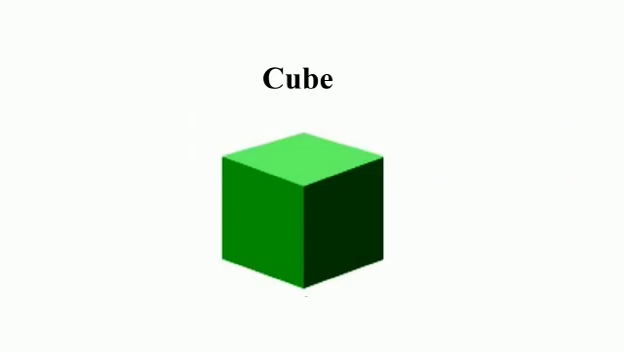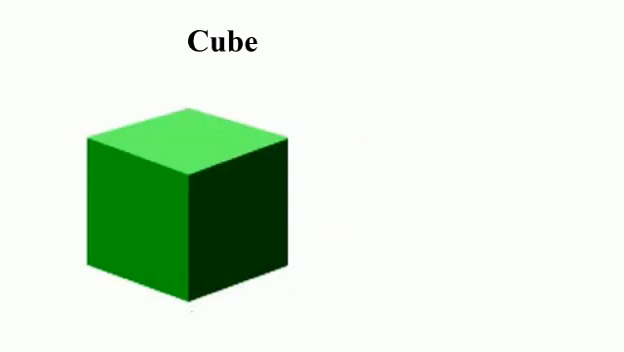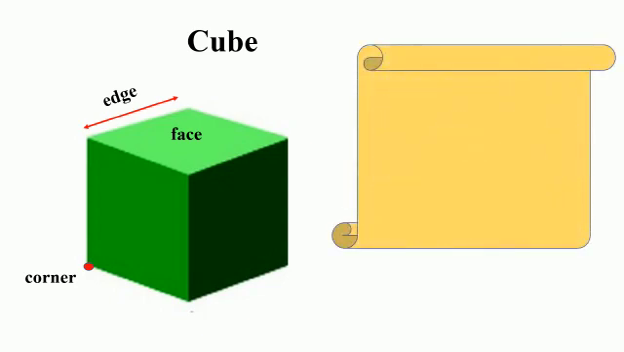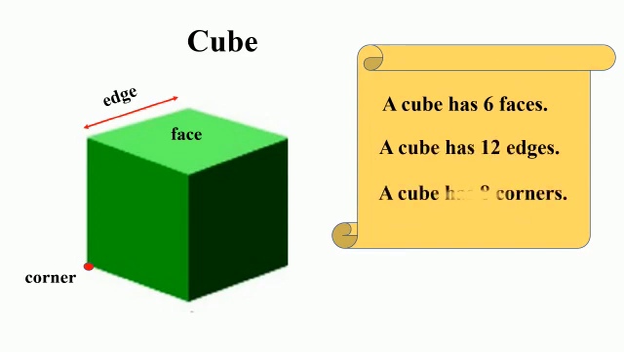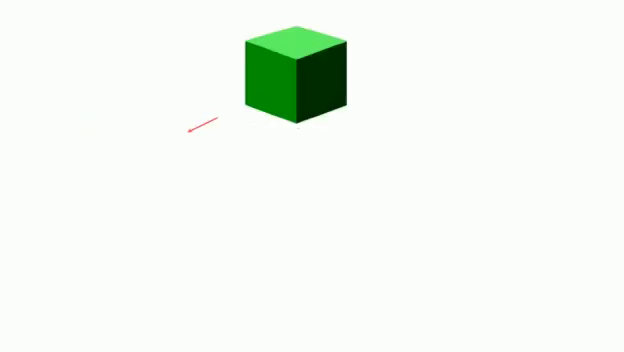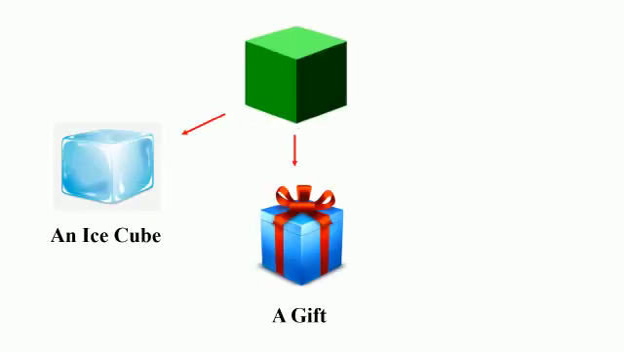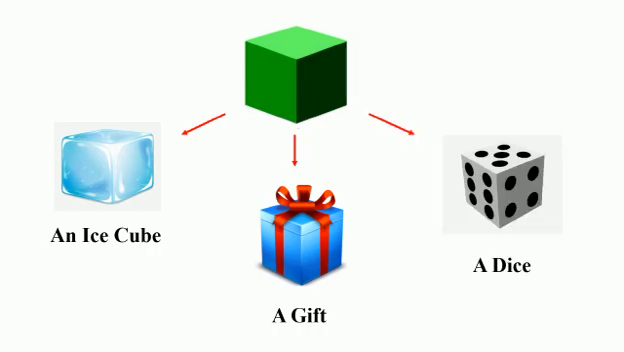What is this? This is a cube. Okay, children, repeat after me. What is this? Yes, this is a cube. In this cube, I mark the face, the edge, and the corner. Likewise, a cube has 6 faces, 12 edges, and 8 corners. Now let's see some examples of a cube: an ice cube, a gift, and a dice.